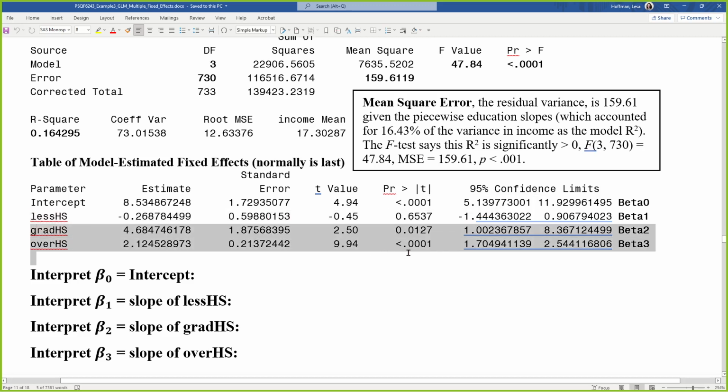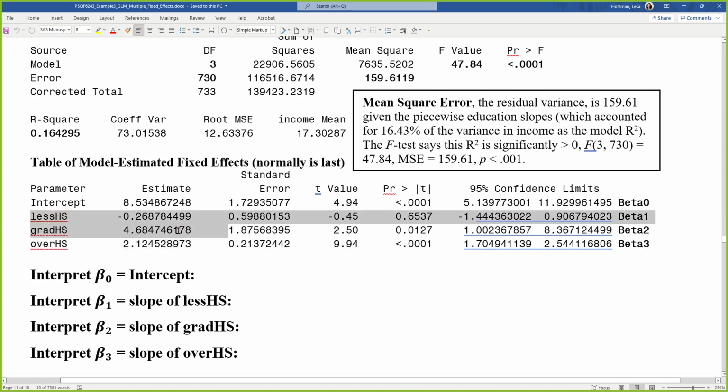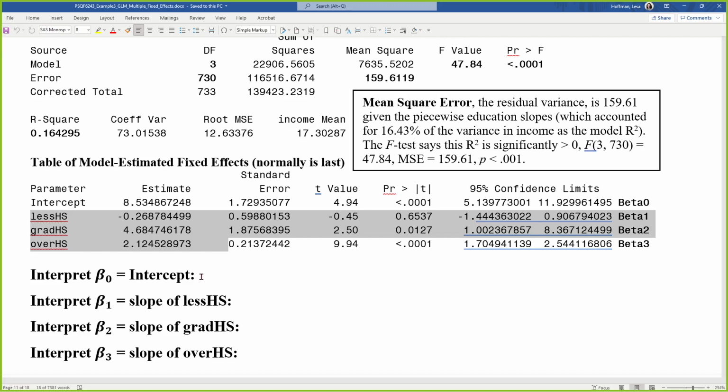The other two are. But what we don't yet know from these results is whether or not we could collapse and estimate one slope instead. What we don't have yet is a test of whether these slopes differ from each other. Because if they don't differ from each other, then putting 3 slopes in would be functionally not different than putting 1 in.